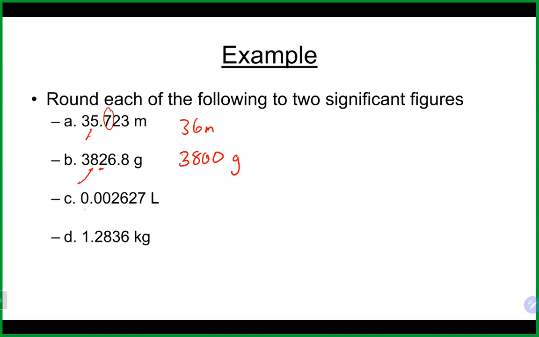Coming here, once again, none of these are significant. We start counting here, and that means that the 6 is actually our second significant figure. That's a 2 that's next door to it. So that'll get us 0.0026 liters. And lastly here, our second significant figure would be that 2 that's there, looking at the 8. So we would do a little rounding up there at 1.3 kilograms.